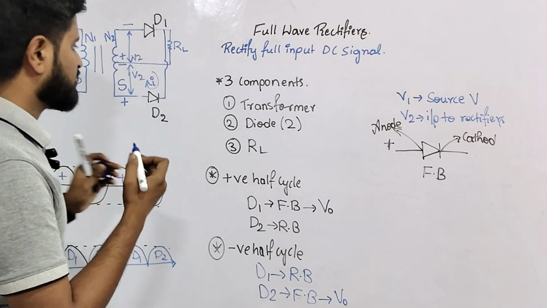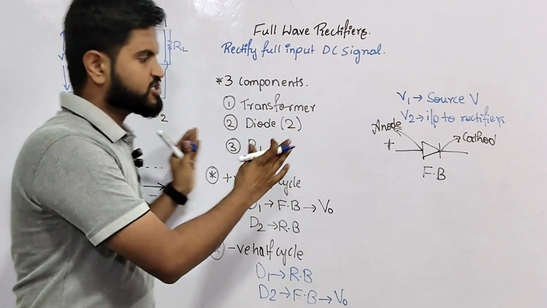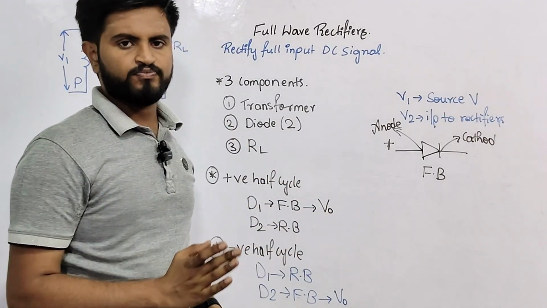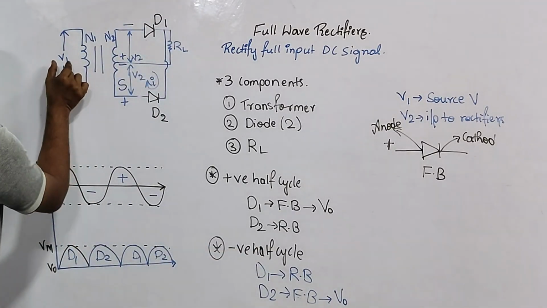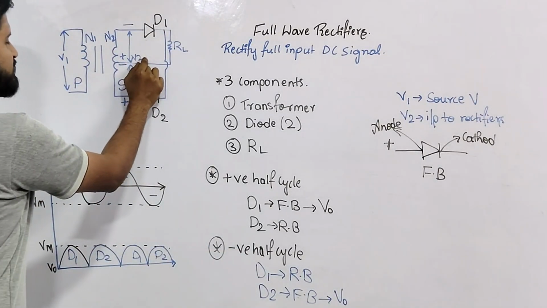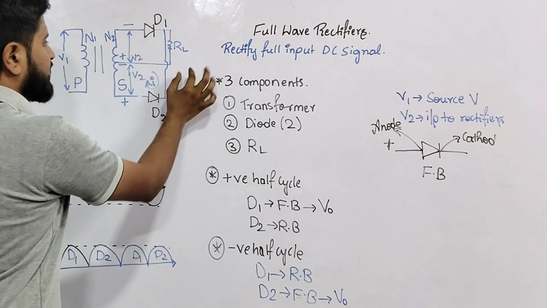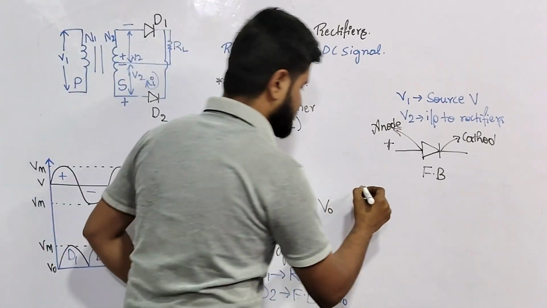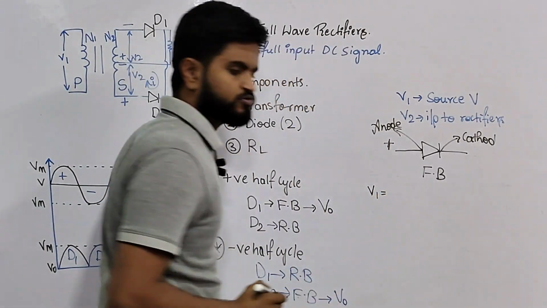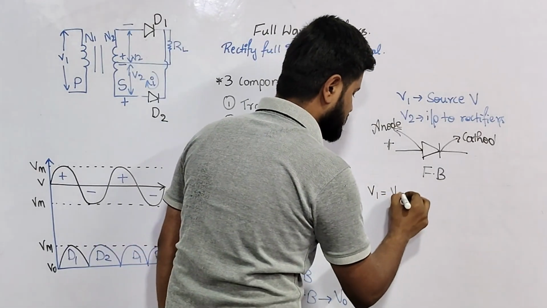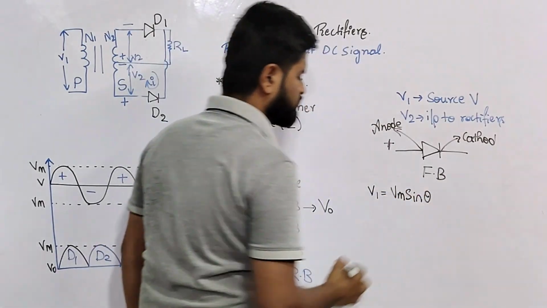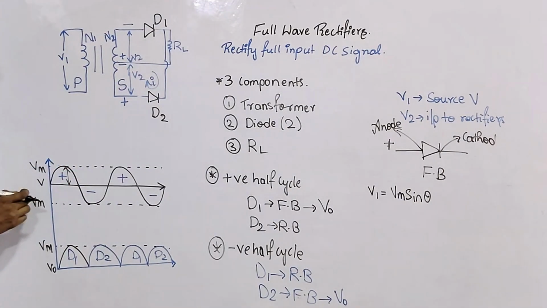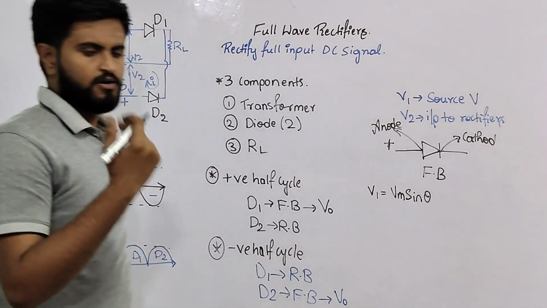So this much. We saw the components or the construction of the full wave rectifier and how it works. That is the working we saw. Now let's see the formulas for the source voltage V1, the input signal for the rectifier V2, the load resistance and the current I. If you see here, the voltage source V1 will be equal to Vm sin theta. Where Vm is the maximum amplitude of the wave, that is, the maximum voltage.